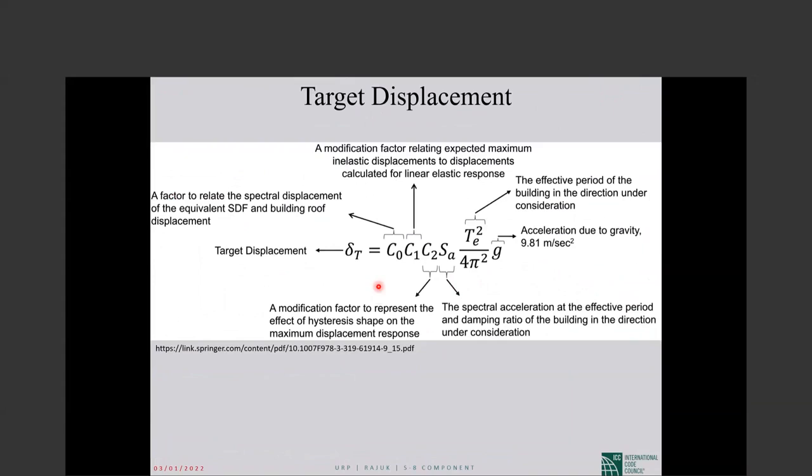Just concentrate on the formula. The target displacement is an estimation of the top displacement of the building during a specific level of the earthquake. We need, in the coefficient method, a coefficient, a factor to relate the spectral displacement of the equivalent single degree of freedom and building roof displacement, a dynamic parameter.